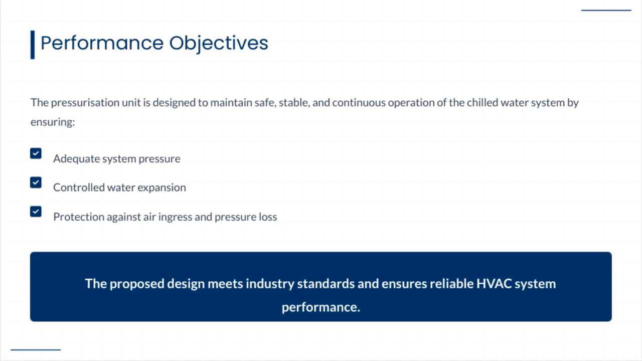Now, let's look at the performance objectives of our system. First, protection against air ingress and pressure loss is critical. If air gets into the system or pressure drops unexpectedly, it can disrupt operation and reduce efficiency. So our design includes safeguards to prevent that from happening. Next, controlled water expansion is important to accommodate temperature changes without causing stress or damage to the system. This ensures longevity and consistent performance. Maintaining adequate system pressure is also vital. Proper pressure levels help ensure that the chilled water circulates effectively and that the entire HVAC system operates smoothly.